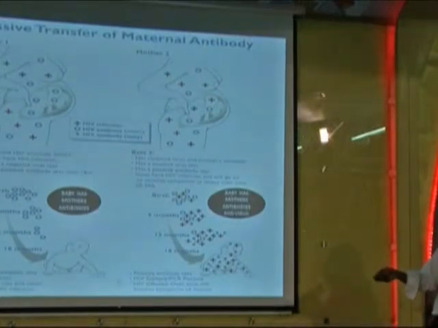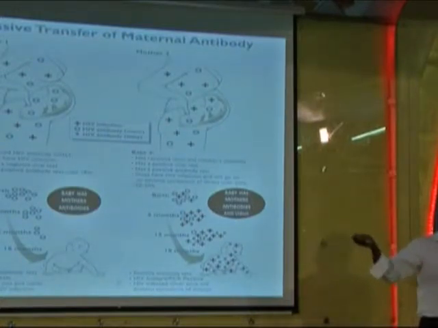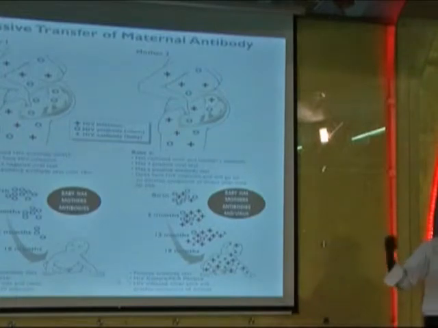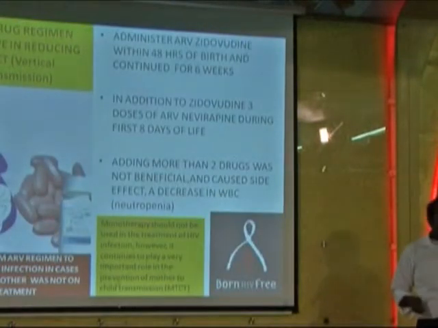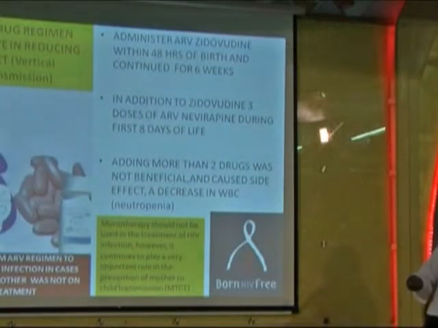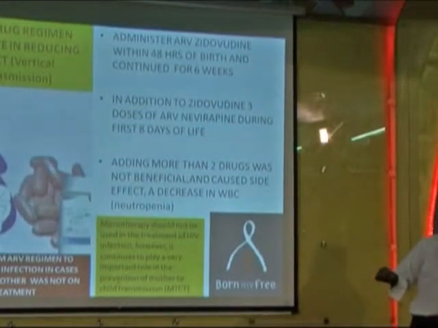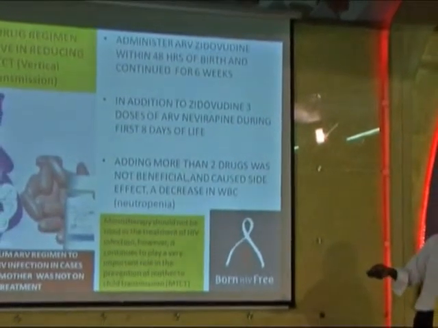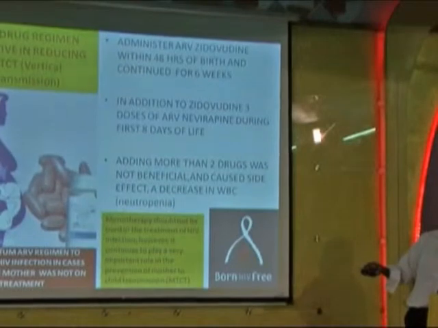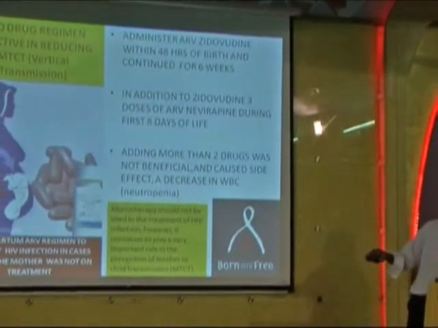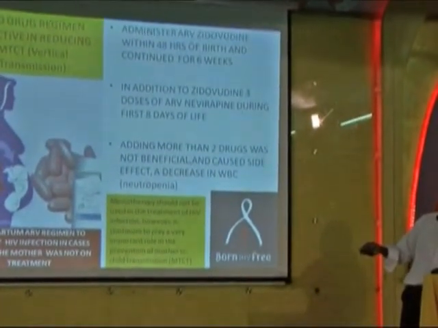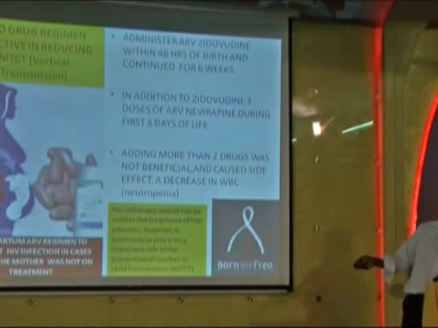So that's the scenario. Doing an antibody test for a baby who is born positive before 18 months may still show positive, because the baby is carrying the mother's antibodies. And when a baby is born, the baby is also given pediatric antiviral drugs just as a prophylaxis, which is zidovudine, within 48 hours of birth and continued for another 6 weeks. In addition to zidovudine, in some countries, like India, they also consider giving nevirapine.